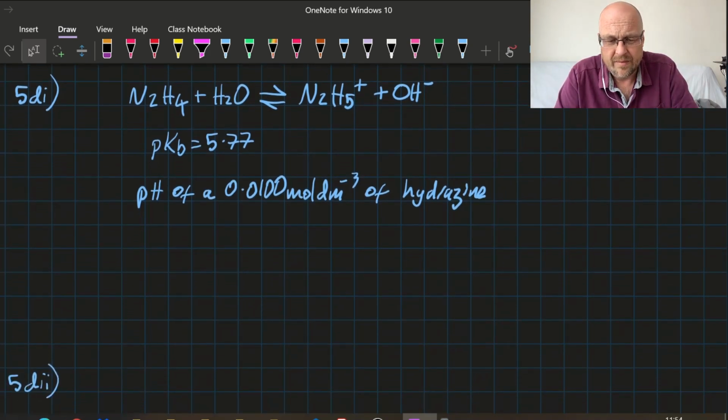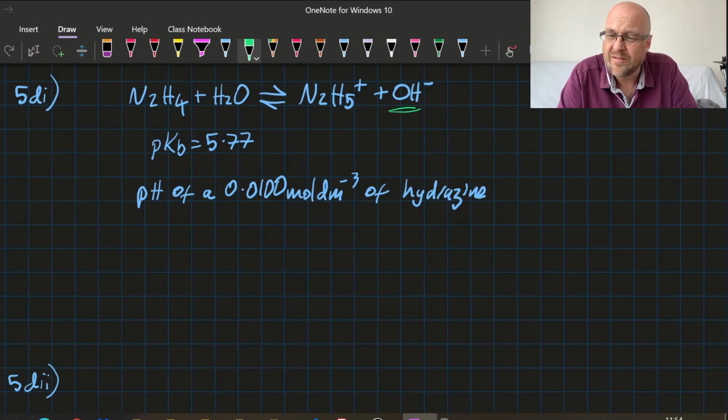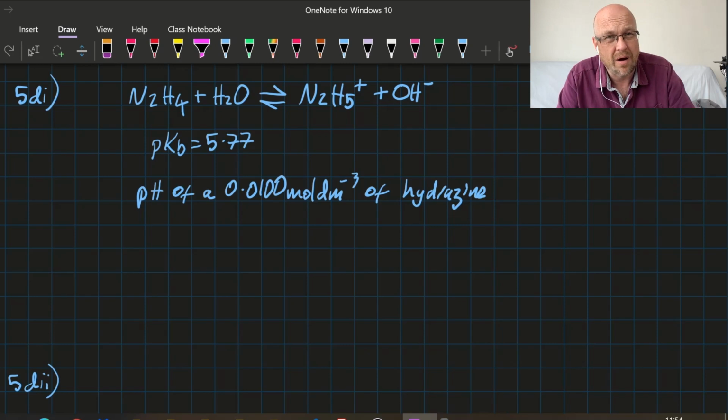Since it's kind of an ammonia-based thing and it's making OH minus, at the end of all of this I want to make sure my pH is above 7. If it isn't a number like 8, 9, 10, 11, 12, then I've cocked it up somewhere. Maybe I did the pOH instead of the pH. I'll mess something up, so I have to keep that in my head.